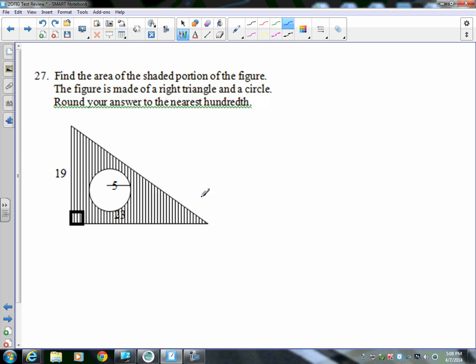Next question, number 27. It's also find the area of the shaded region. A little hard to tell, but this 23 on the inside is the length of the base of this triangle, so I'm going to just go ahead and put that there. Okay, so let's find the triangle first.